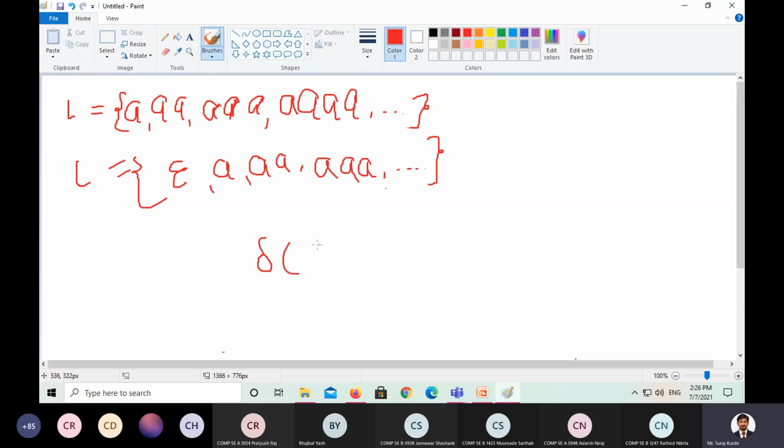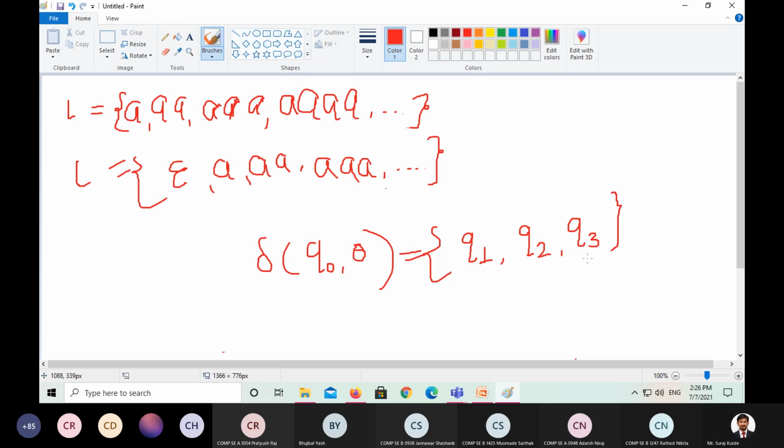So what I can write: Q naught. Let's say Q naught is our current state, the initial state, and the input is 0. Then for Q naught on input 0, it goes to Q1. It is not going to Q naught. It goes to Q1, Q2, Q3. And when the input for Q naught is 1, it may go to only one state, Q2.